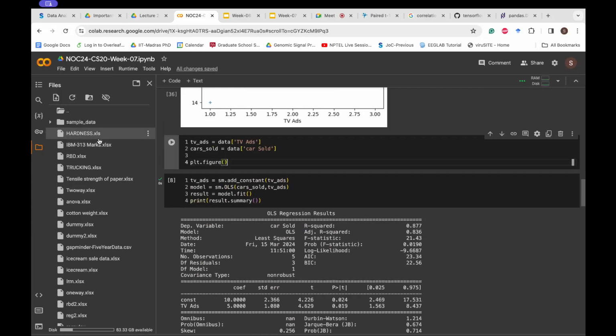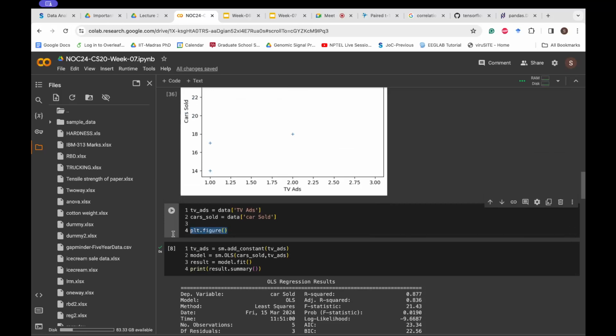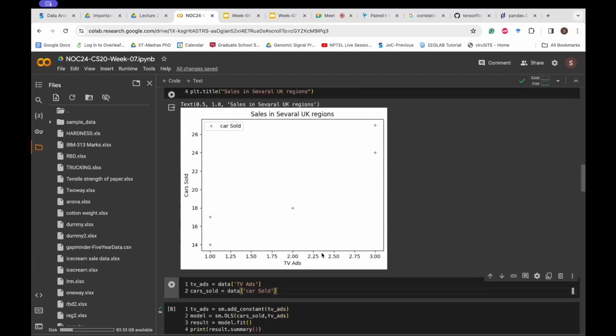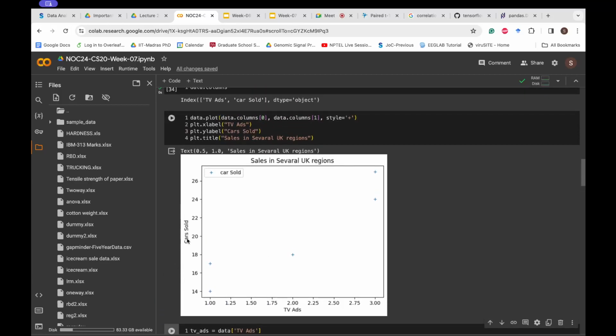So it initializes a blank figure, and then for that blank figure you give particular values like x label, y label and title. So x label will give you the x label, y label will add the y label over here, and title will add a title to this particular plot.